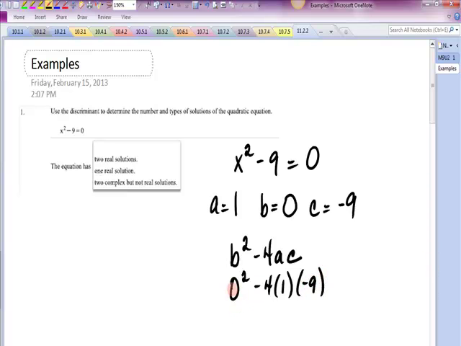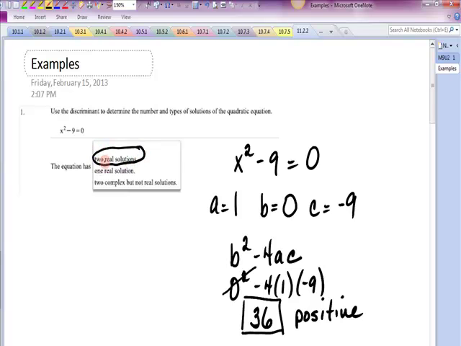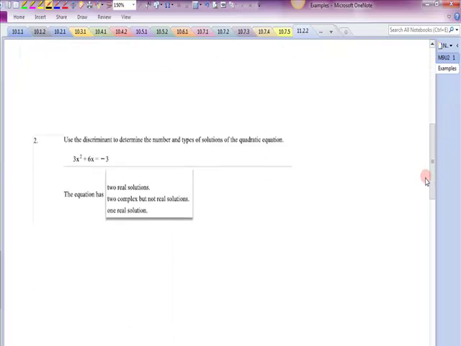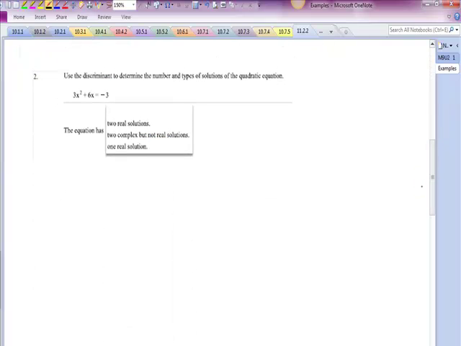That gives me 0 squared is 0. Negative 4 times 1 times negative 9 is positive 36. So the discriminant is 36. That is a positive value. And when it's positive, which of these is true? Two real solutions. It does not ask you what they are, but you do find out that you will have two real solutions. All right, let's look at the next one.